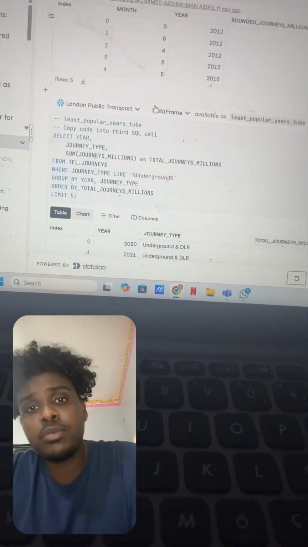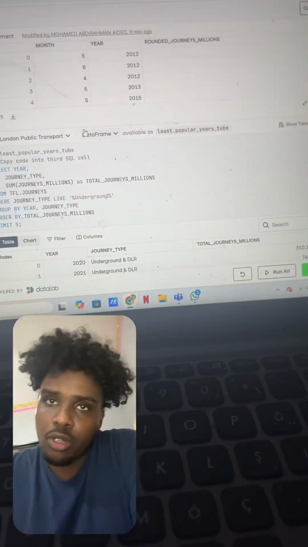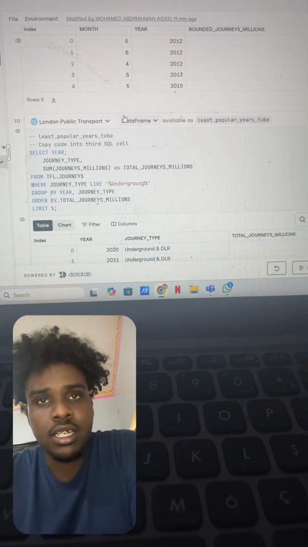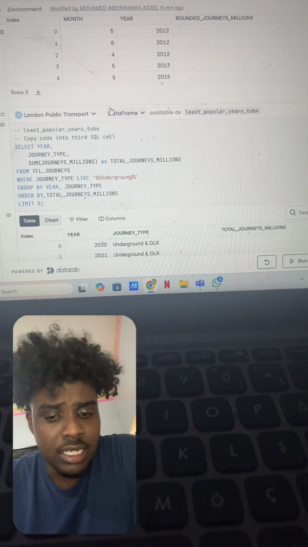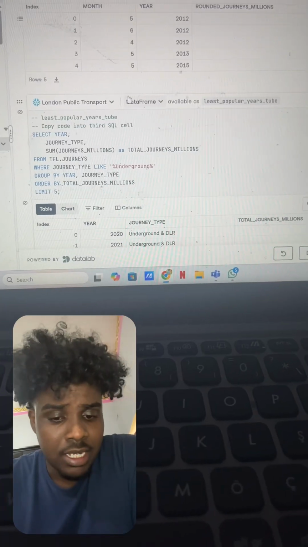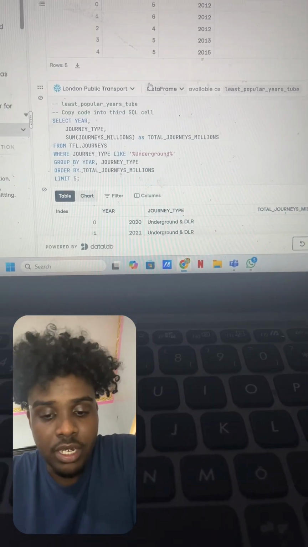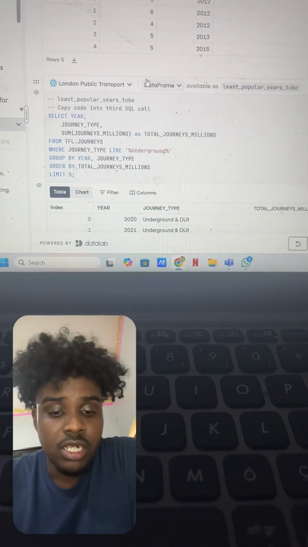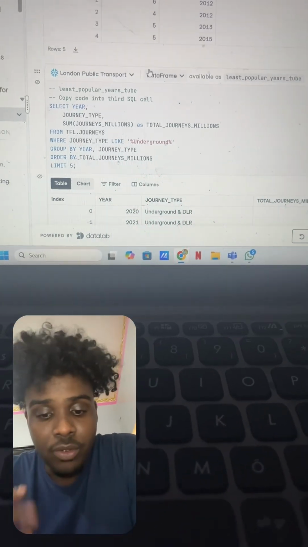And the SQL that I used for this project is this, which is a little bit complicated, but I tried to figure out the problems, and it took some time to solve them. So I selected the year, the journey type, and the sum of journeys as total journey millions from the TfL journeys, where the journey type is Underground, grouped by year and journey type. As you can see, the total journeys, with the limit.